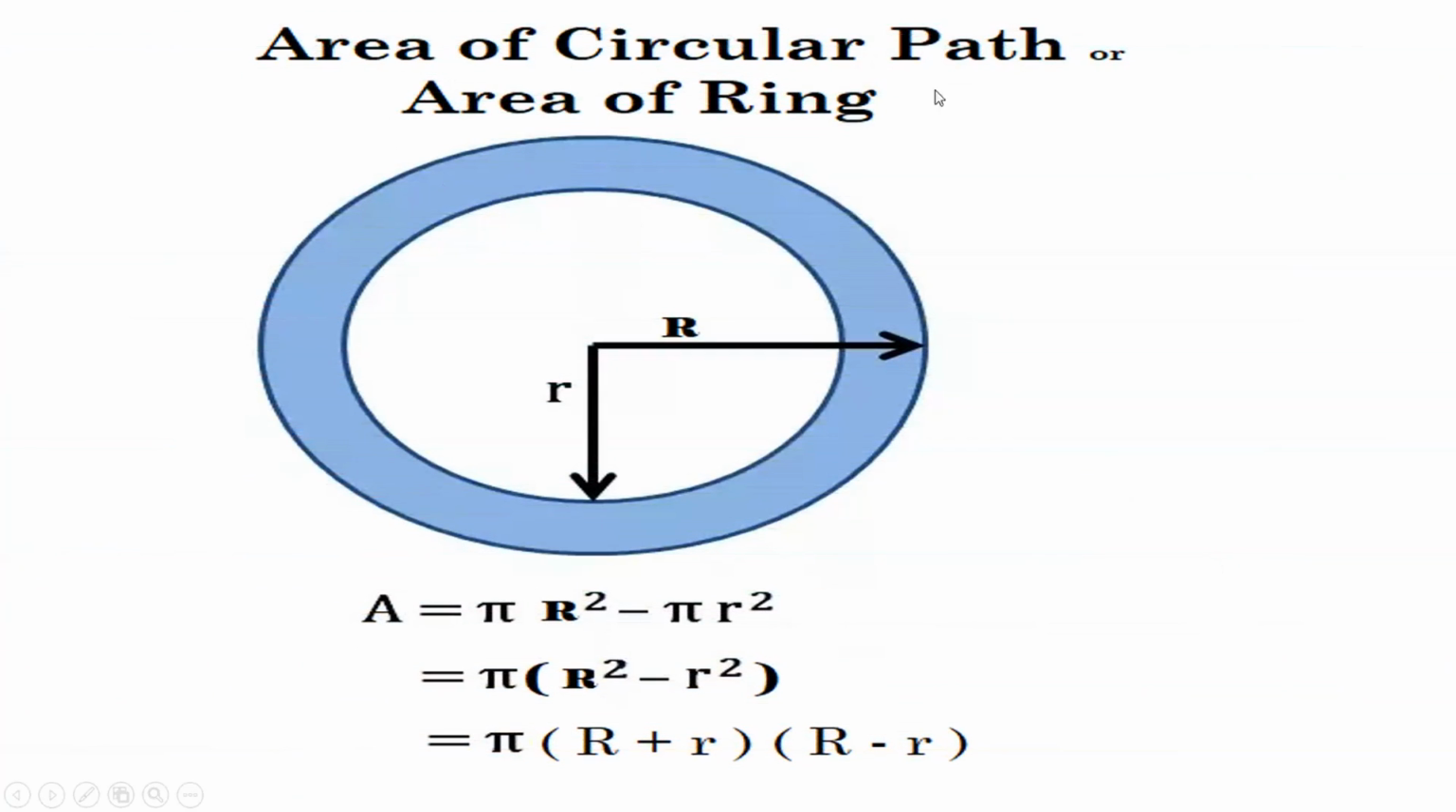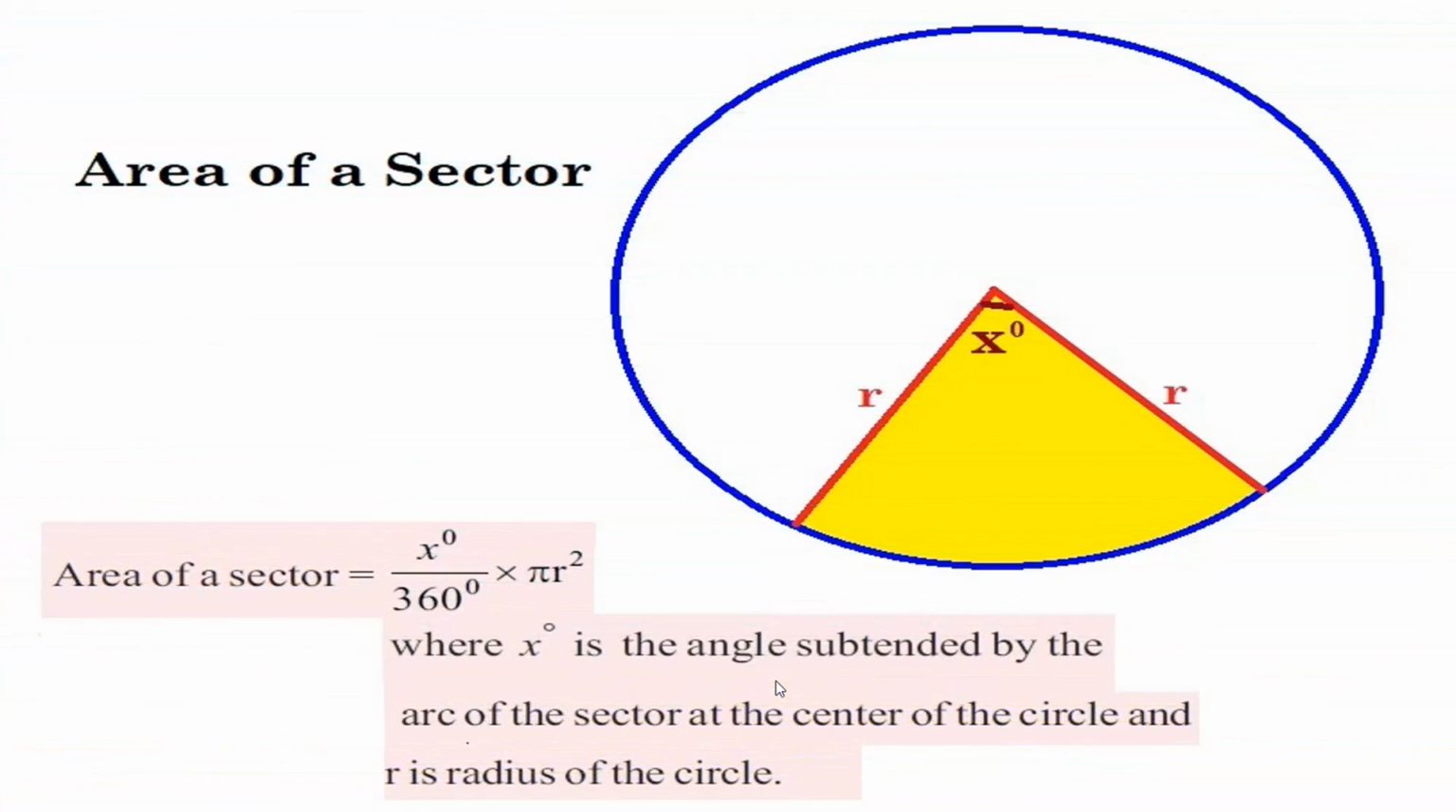Area of a circular path or area of a ring. This is the outer circle radius, this is the inner circle radius. Formula is pi R square minus pi r square. Area of sector is x by 360 degrees into pi r square.